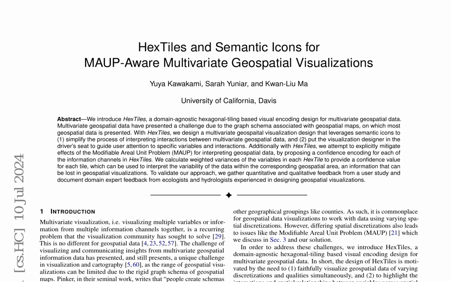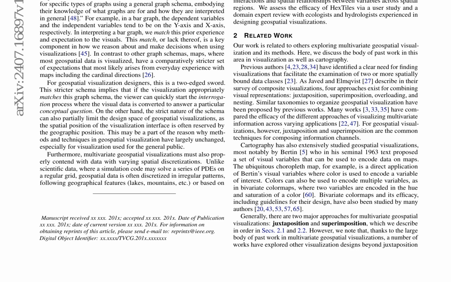We introduce HexTiles, a domain-agnostic hexagonal-tiling-based visual encoding design for multivariate geospatial data. This design aims to simplify the process of interpreting interactions between multivariate geospatial data by placing the visualization designer in the driver's seat to guide user attention to specific variables and interactions.